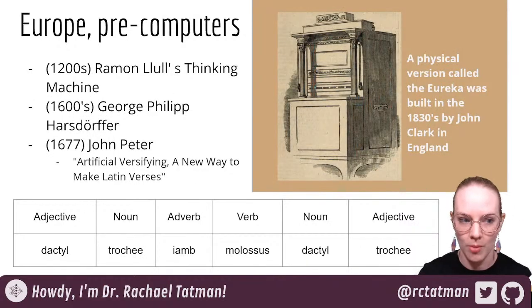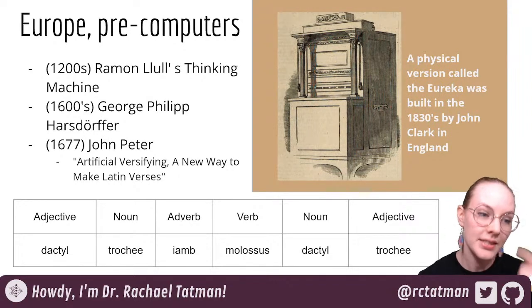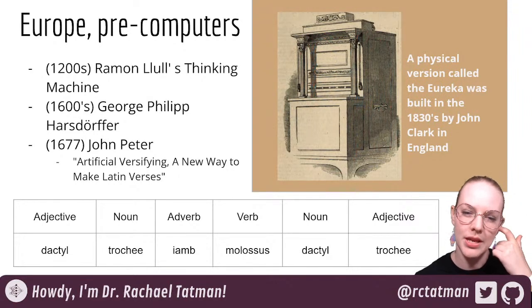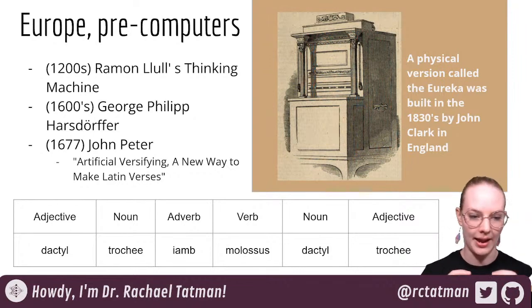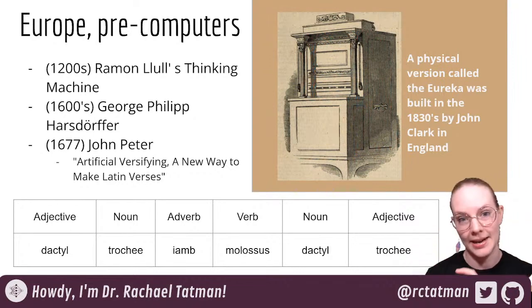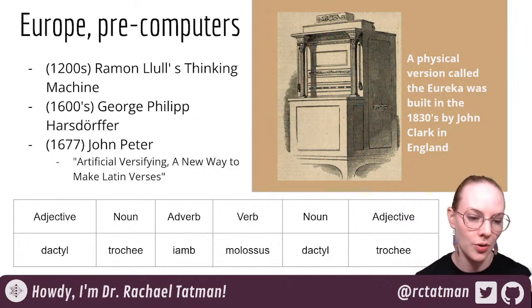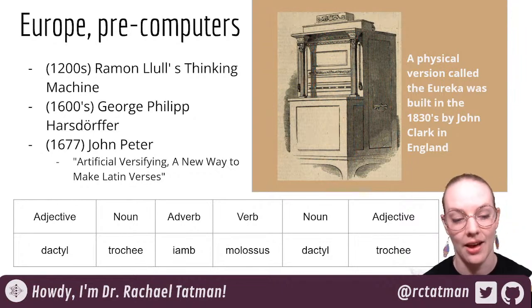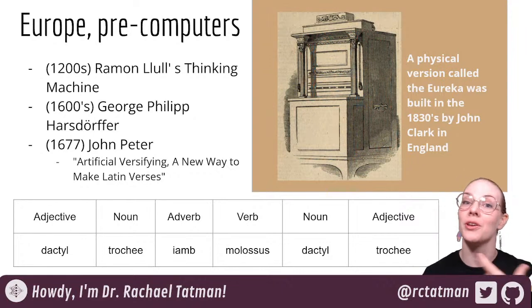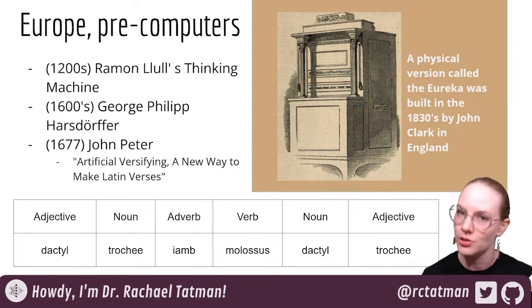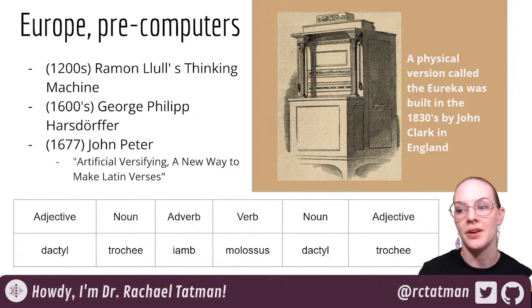And again, on the combinatorics, in 1677, John Peter, who I believe was English, but I could be wrong on that, had this idea of making Latin verses by combining pieces. Latin has some properties that English does not have, that a lot of intellectuals who were taught using Latin as the academic language, in the way that English more or less is today, believed was very desirable.